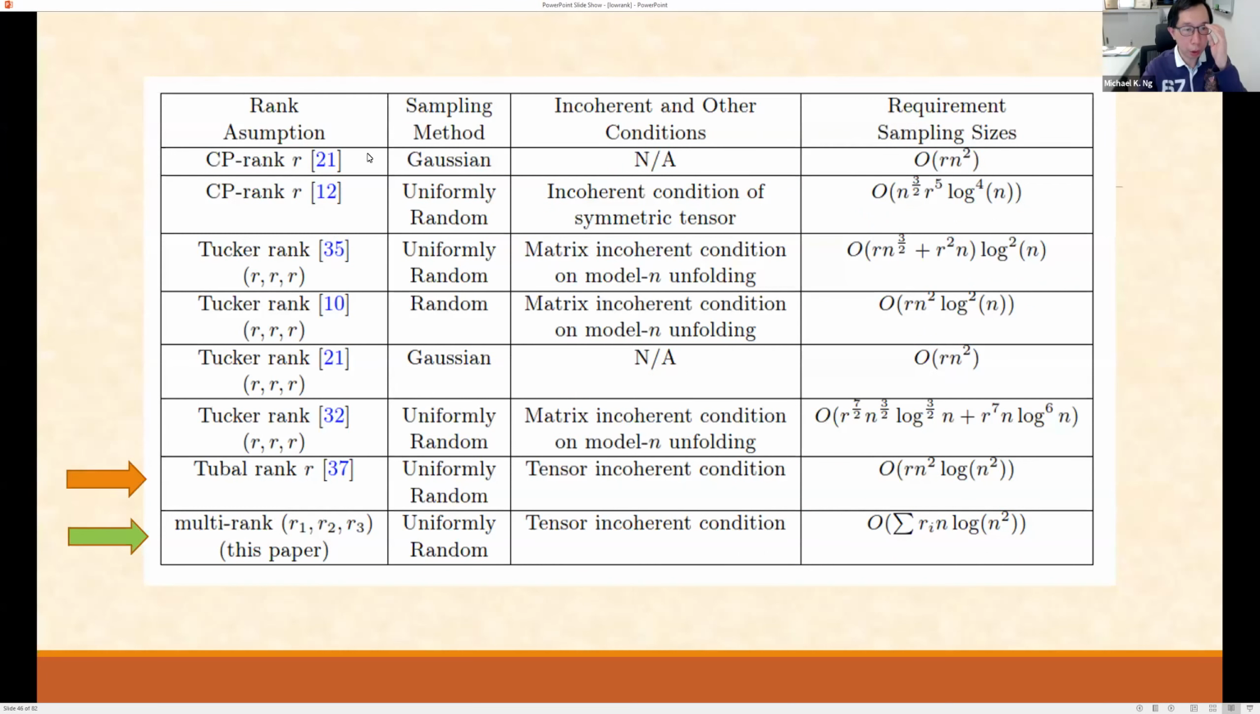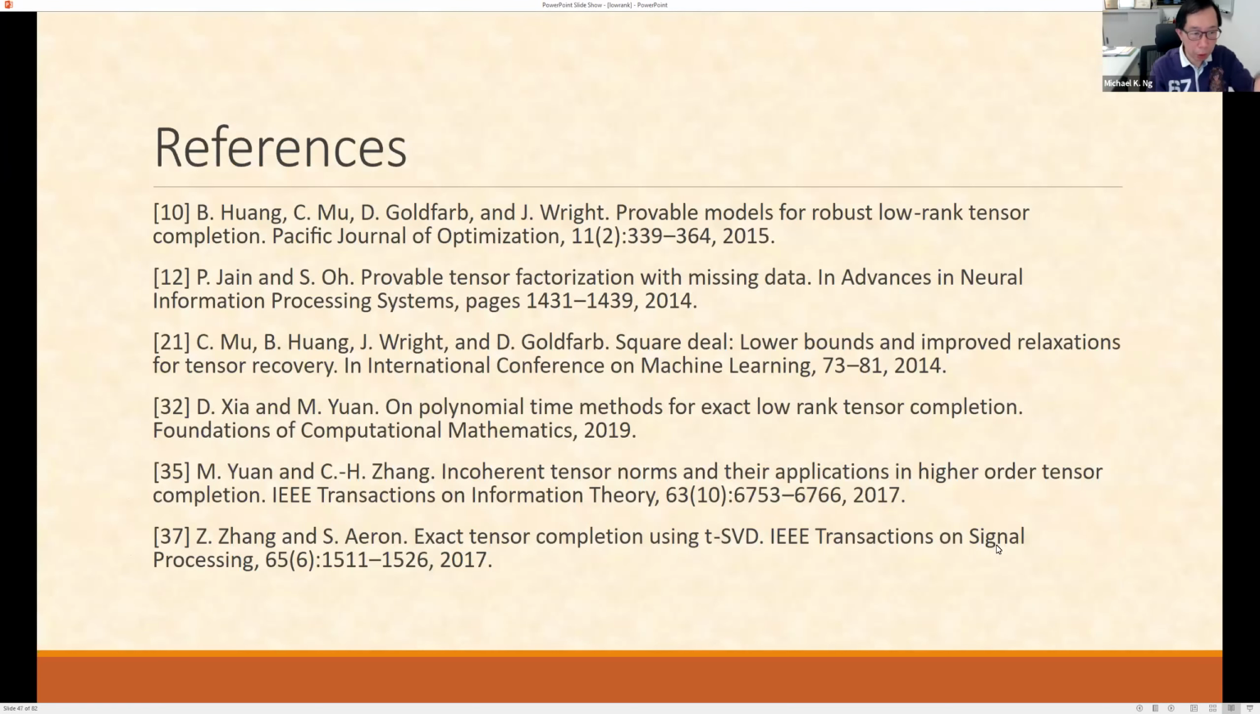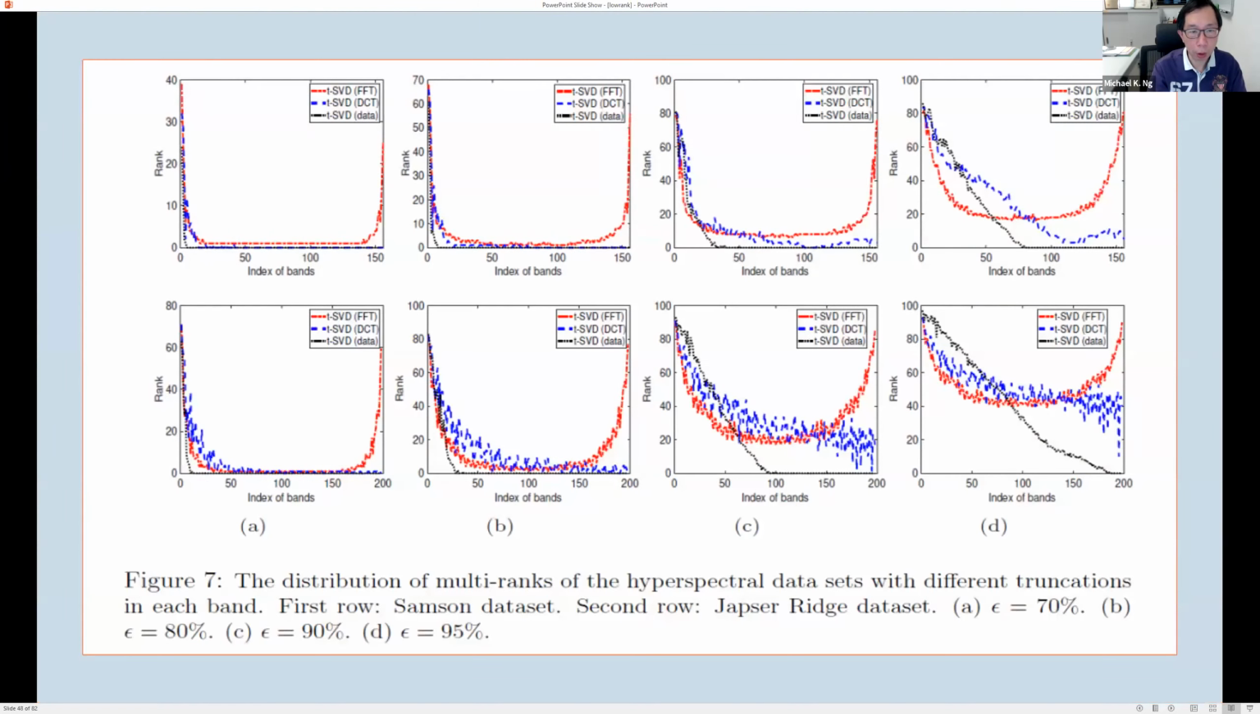And this is actually a comparison of the sampling requirement from several different papers, with different sampling methods and incoherence conditions. This is our previous tubal rank, and this is the multi-rank. And this gets the n log n sampling requirement. This is a related reference. So they're from different groups working on this sampling requirement. So I don't repeat this.